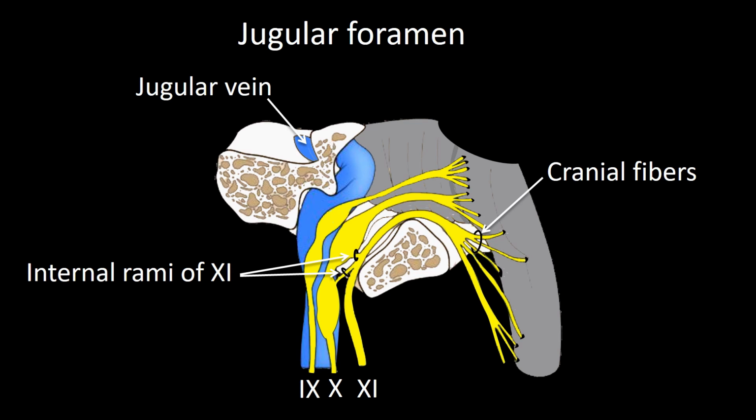These three nerves, the accessory, the vagus, and the glossopharyngeal, come out of the skull through the jugular canal. The cranial fibers, initially forming part of the accessory nerve, quickly leave it to go to the vagus by way of connections. These connections are called internal rami of the accessory nerve.